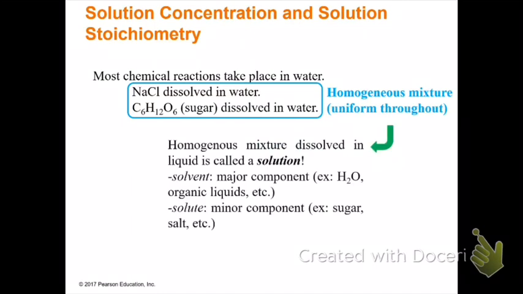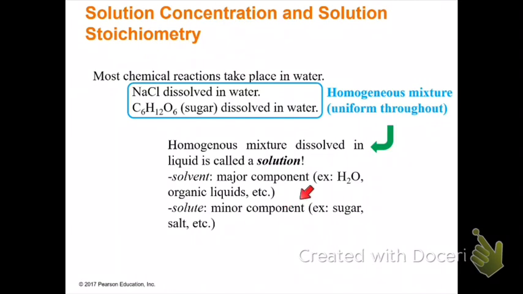And so a homogeneous mixture dissolved in liquid is known as a solution. In every solution you have two components. One is known as the solvent, and the second one is known as the solute. The solvent is always the major component. For example, you can have a solvent like water, or you can have organic liquids or organic solvents. Organic meaning it contains carbons and hydrogens in their chemical formulas. Solute, on the other hand, is the minor component.